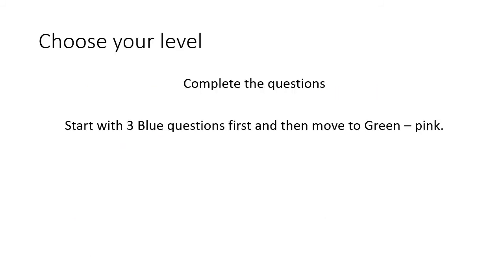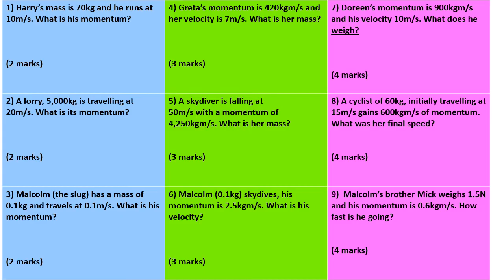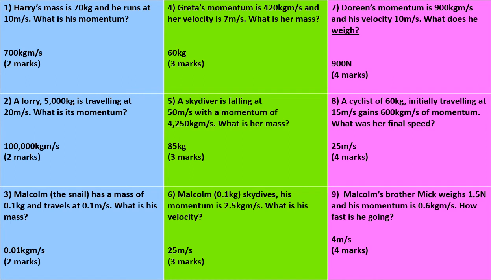By using this equation, I want you to choose your level to complete the questions. You can start with the 3 blue questions first and then move to green and pink. You can pause this video for 5 minutes and then let's see how many questions you are able to complete. Here are the answers. You can mark your answers quickly.